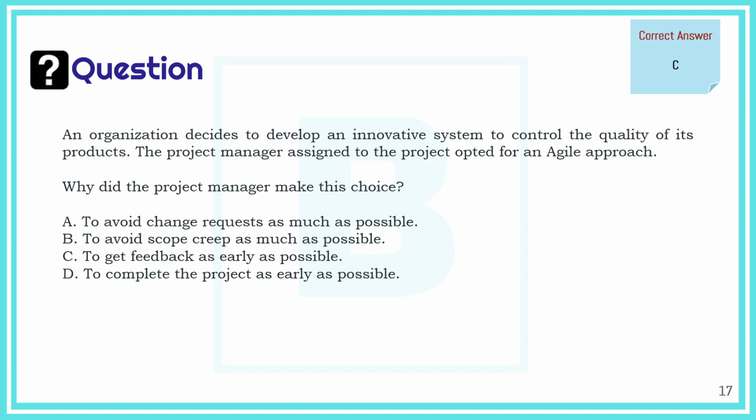Agile is not about avoiding changes, nor will it make you complete the project as early as possible. Also, it's not about avoiding scope creep, which is the uncontrolled expansion of the scope. Out of these answers, it's to get feedback as early as possible. We will go through this in more detail in chapter 4.